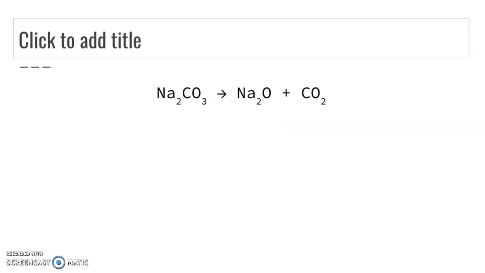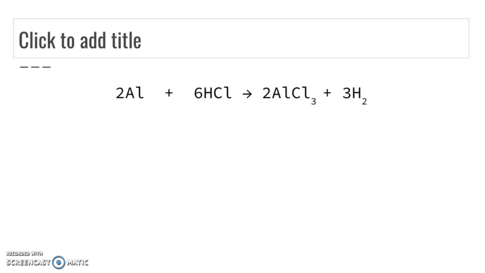I have Na2CO3 gives me Na2O plus CO2. I have a decomposition reaction, okay? I have one reactant breaking apart into two products. I have an AB gives me A plus B. Al plus HCl gives me AlCl3 plus H2. We have a single replacement because we have one that is single replacing another, bumps it out, that one becomes single.